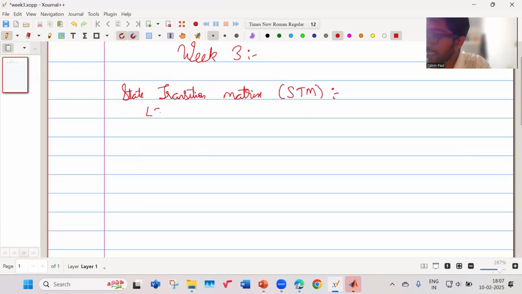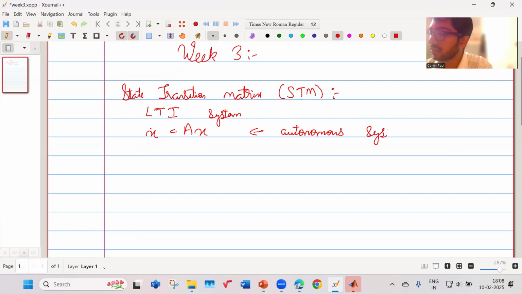So we know that for an LTI system, x dot is equal to Ax. This is known as an autonomous system. And if there is an input, it will be represented as x dot is equal to Ax plus Bu. This is known as a non-autonomous system.